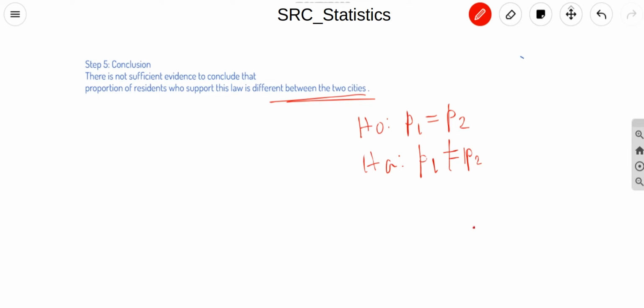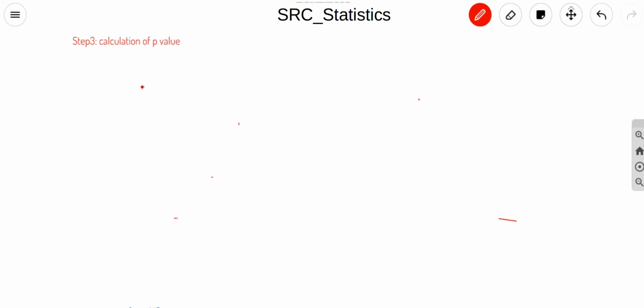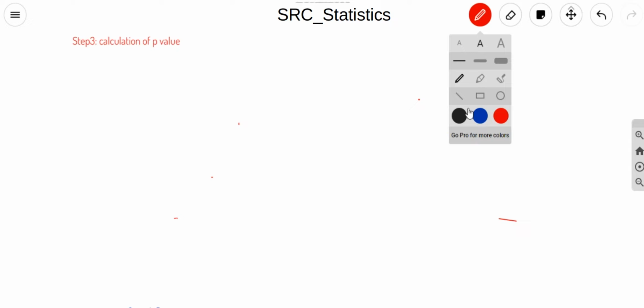Now, we shall do the same test using p-value method. In p-value method, step 1 and step 2 are same, that is we formulate the null and alternative hypothesis and then we calculate the value of test statistic. The calculated value of test statistic comes out to be 1.24. Then we go to step 3, that is calculation of p-value.